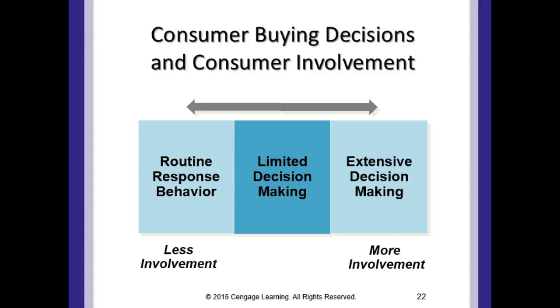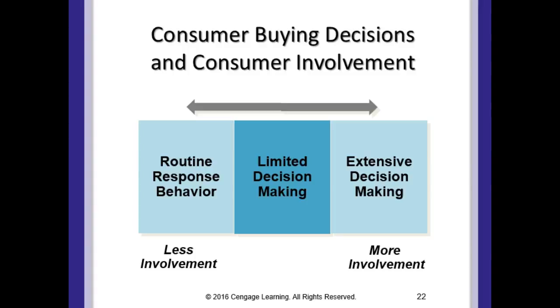The second one, the middle one, with a little bit more involvement needed with this decision making and this purchase, is called limited decision making. And with this one, you have previous experience with this product, but not really familiar with current brands that are available. You have to spend a little bit of time researching and searching out information on the different alternatives that are out there before you can make your decision.